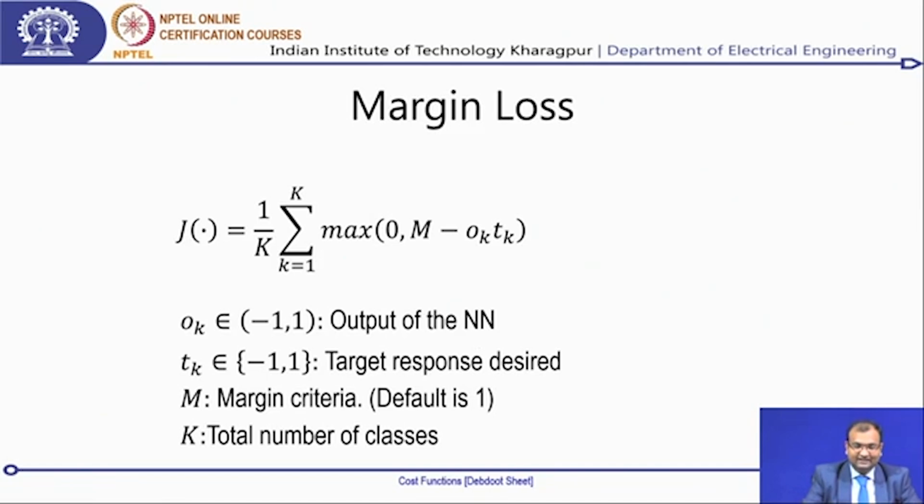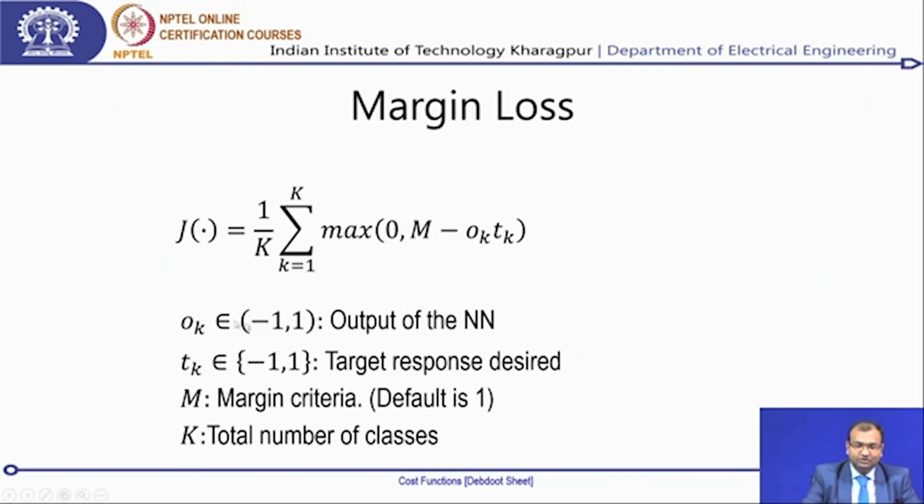So, whichever class exists is what is associated with +1. Whichever class does not exist is what is associated with -1. So, your target, which is the actual class label for a particular sample, will be either -1 or +1, whereas the output of the neural network over here can be in the range of -1 to +1.